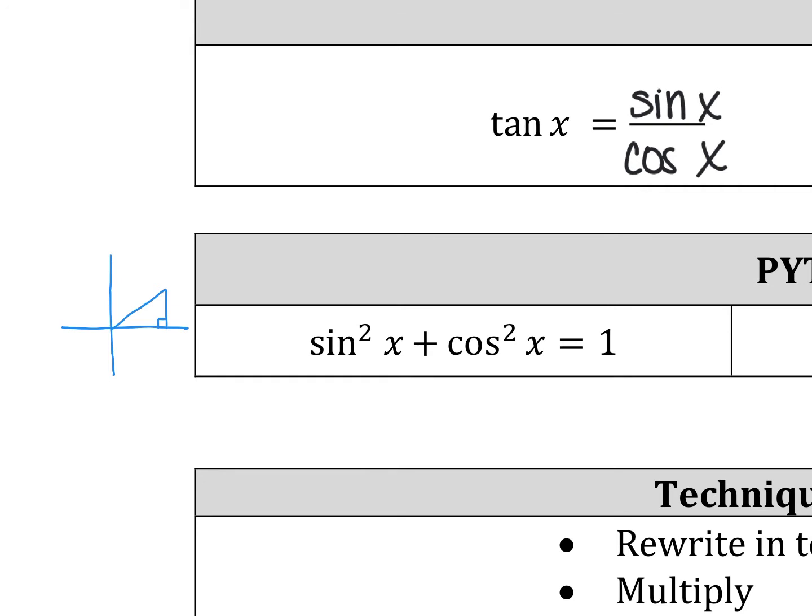We created right triangles, right? Pythagorean theorem: a squared plus b squared equals c squared. On a unit circle, what's my hypotenuse every time?